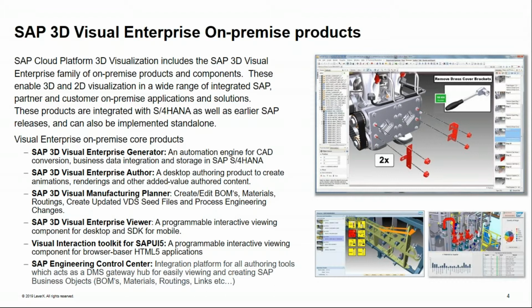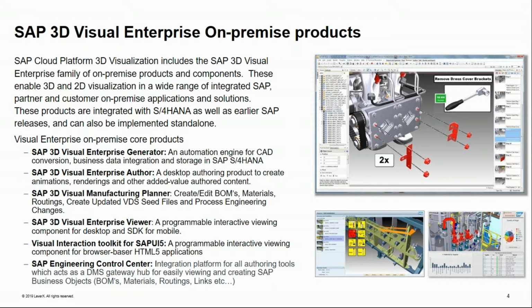SAP Visual Enterprise Viewer is our next application, and it is an interactive viewing component for desktops. It's embedded inside of ECC and HANA. It's inside of Engineering Control Center, and it runs on a mobile platform as well as in more modern-day web browsers. And then we have the Visual Interaction Toolkit for SAP UI5.